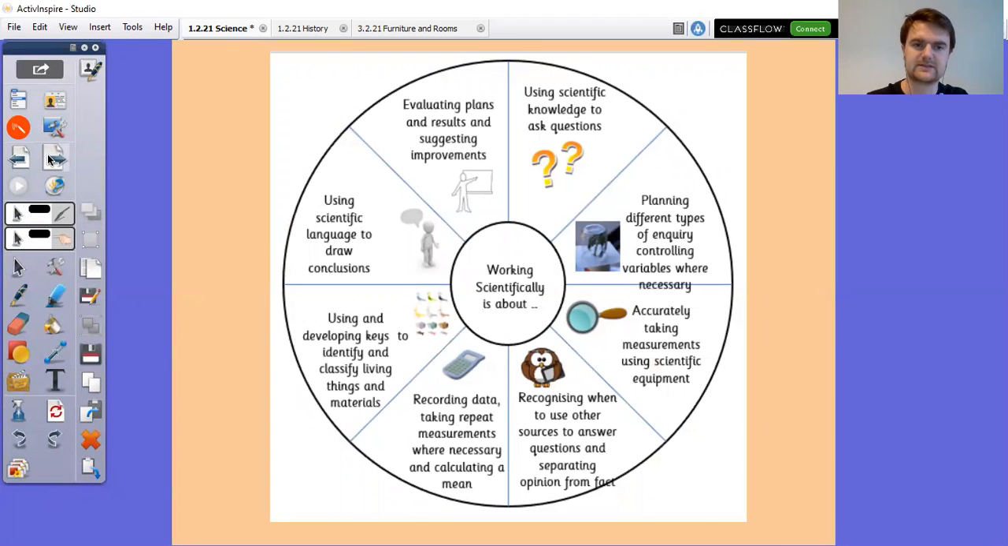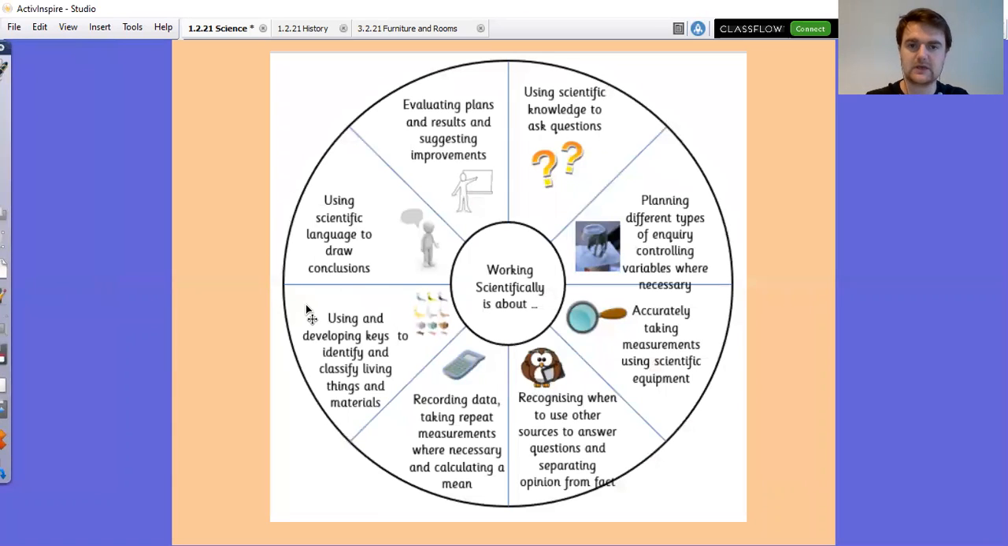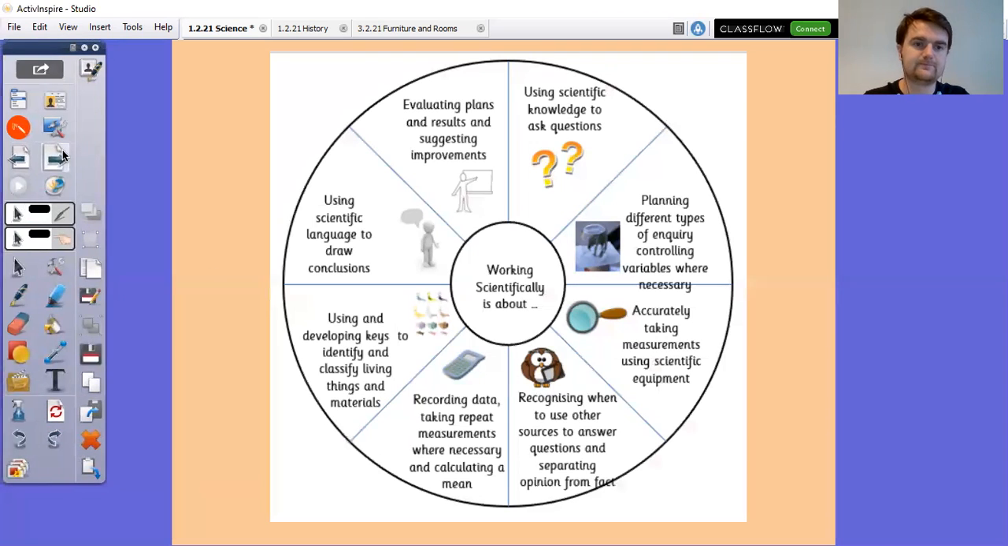These are our working scientific skills. This time we are having a look at using scientific language to draw conclusions. So you'll be using that to talk about the human ear.